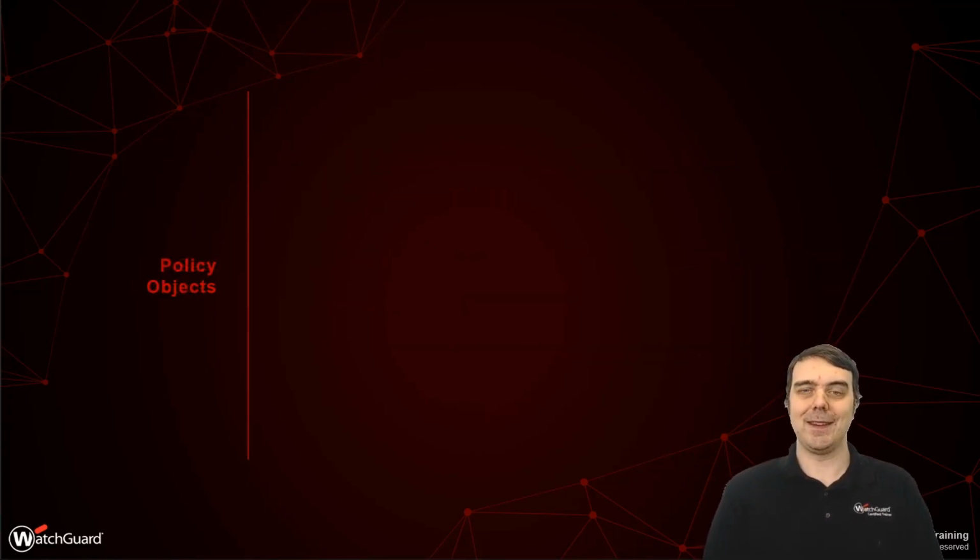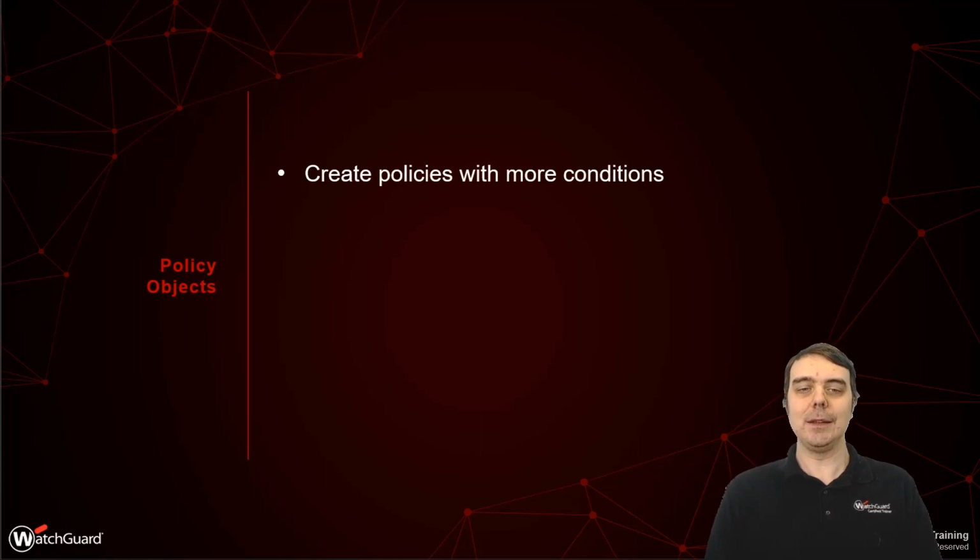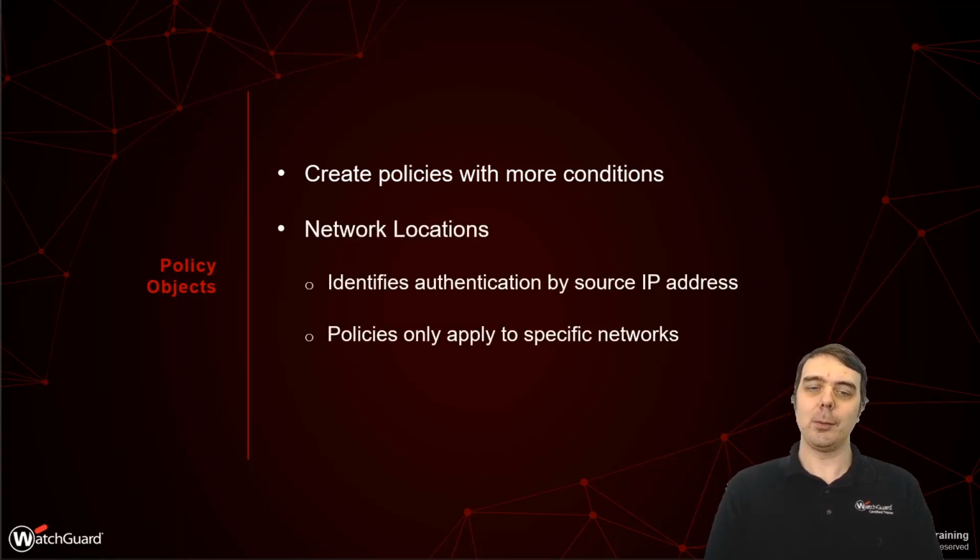As part of authentication policies, you can create and apply policy objects. With policy objects, you can add additional conditions into your authentication policies so you can create more granular access requirements. AuthPoint always identifies the source IP address of any authentication, and with the network locations policy object, you can create authentication policies that only apply when users are authenticating from specific networks.